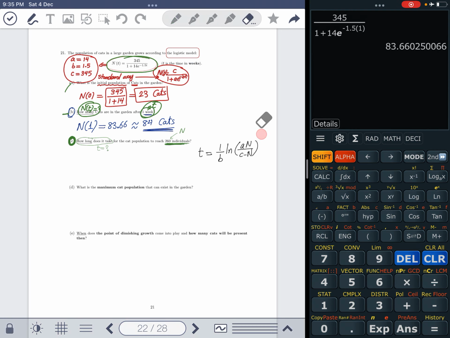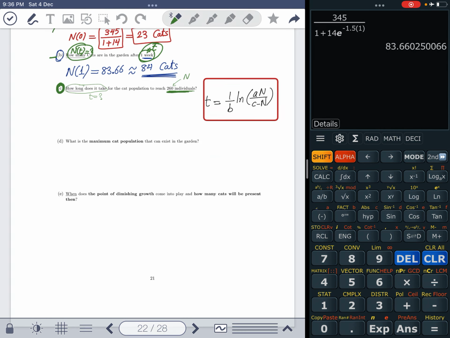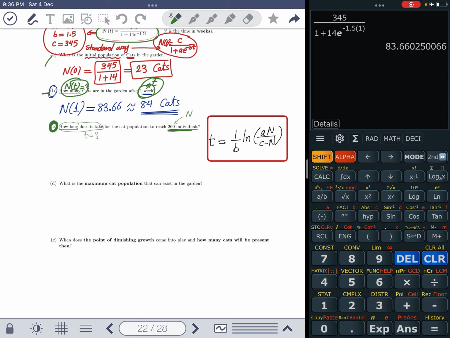Okay, so this is the formula for this question. Go back in the video to watch how I computed this t. The easiest thing is to have the inverse function. So now you say, this t that you're asking me to do is 1 over b.